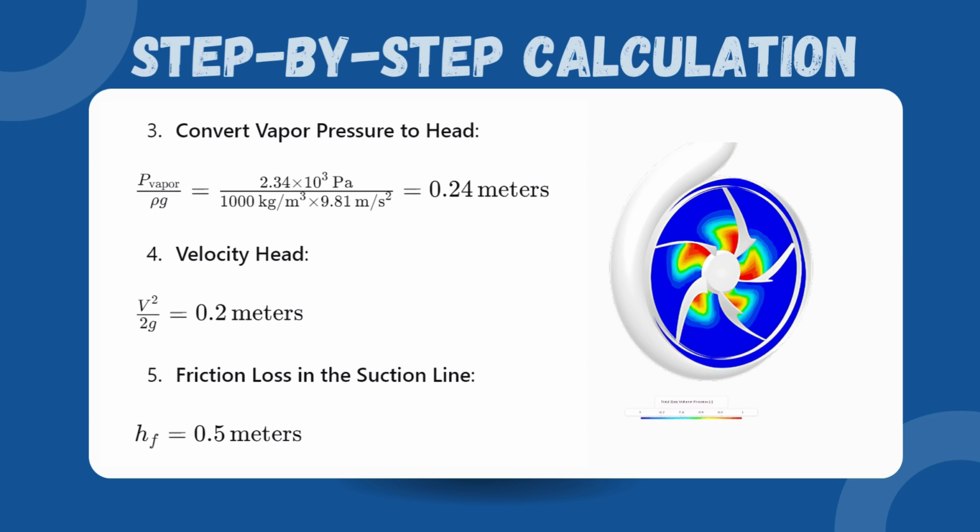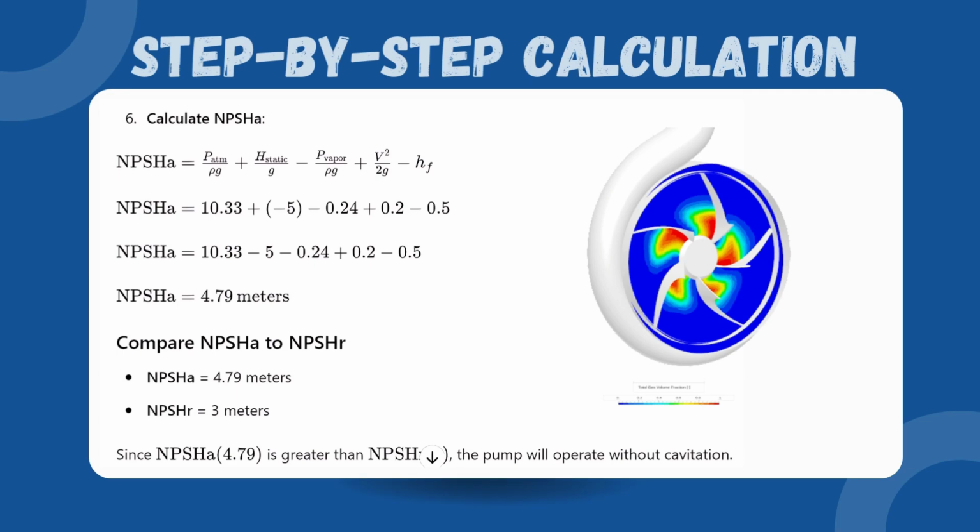So guys, here we get all the values of the particular terms, and keeping all the values in the equation of NPSH available, we will get NPSH available as 4.79 meters. Okay guys. Now comparing the NPSH available and NPSH required: NPSH available on calculating we got as 4.79 meter, and on the other hand NPSH required was given as 3 meter. And guys, since the NPSH available, which is 4.79 meter, is greater than NPSH required, which is 3 meter, the pump will operate without cavitation.